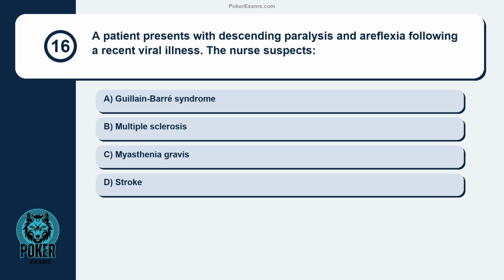Question 16. A patient presents with descending paralysis and areflexia following a recent viral illness. The nurse suspects Guillain-Barré syndrome, multiple sclerosis, myasthenia gravis, stroke.